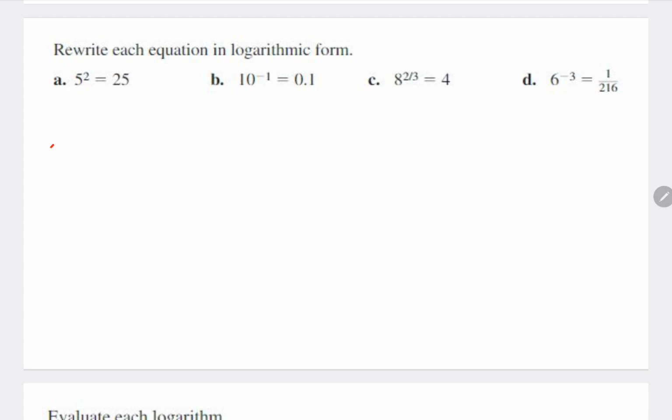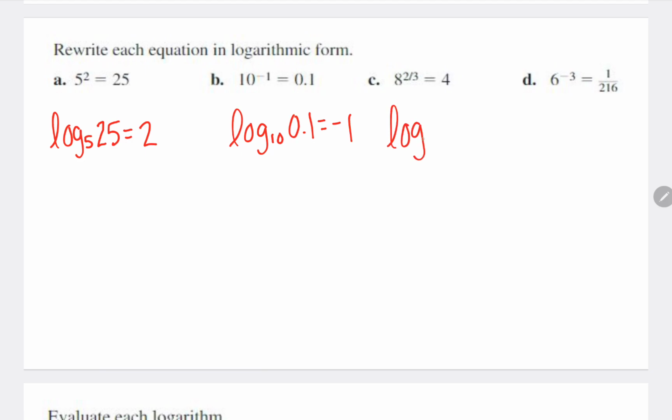This first example would be log base 5 of 25 equals 2. The next one, log base 10 of 0.1 equals -1. The next one would say log base 8 of 4 equals 2/3. And the last one, log base 6 of 1/216 equals -3.